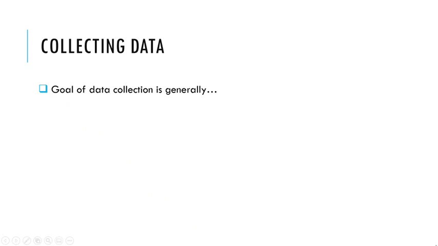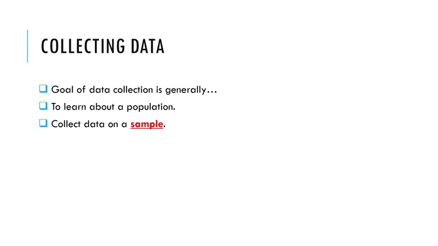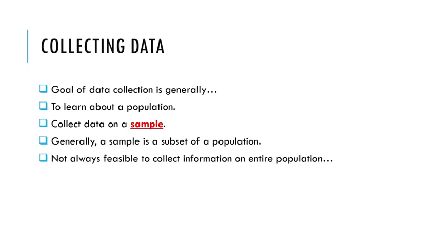As we've already mentioned, the goal of data collection is generally to learn about a population. It's usually a population that's of interest. And to do this, we have to collect data on a sample. So generally, a sample is going to be a subset of a population. And I say generally because there could be an exception to this. But generally, a sample is going to be a subset of our population.